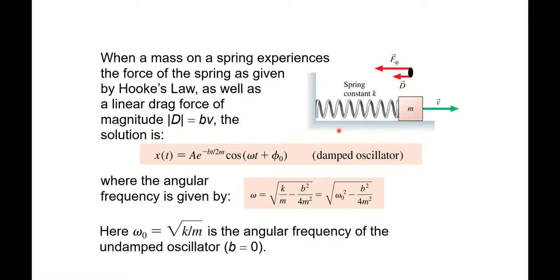This object's going back and forth, but there's some force that's causing it to not quite accelerate as much because it's always in the opposite direction to the way it's going. So it's going to take longer to do that. The frequency is going to be lower. It's going to happen fewer times per second, fewer oscillations per second. And if we get rid of that damping force, we make b equal to 0, we end up with the same angular frequency that we had in the undamped case, which makes sense.